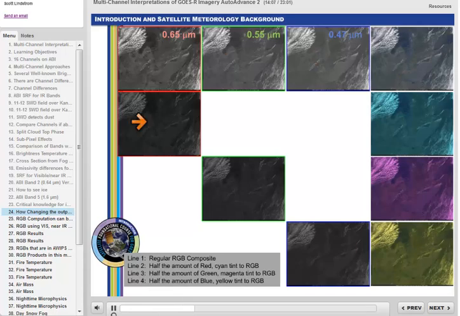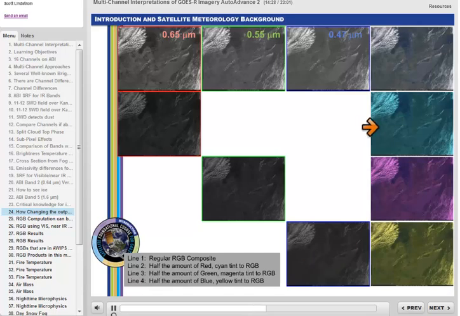In the second line, the red component is only half as bright, but the green and the blue remain at full intensity. In the third line, the green component is half as bright, and the red and the blue are at full intensity. And in the fourth line, the blue component is half as bright, and the red and the green are at full intensity. The RGBs from the 4 combinations are in the rightmost column.